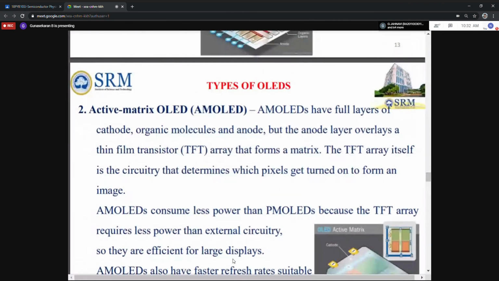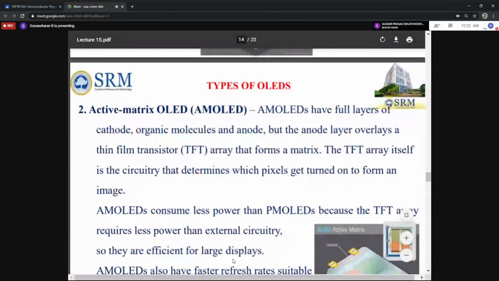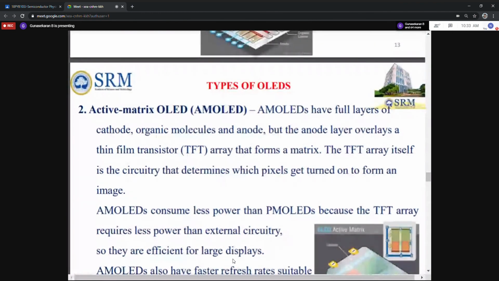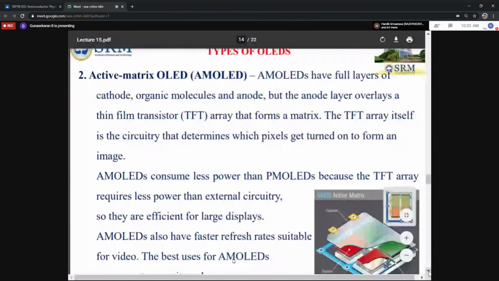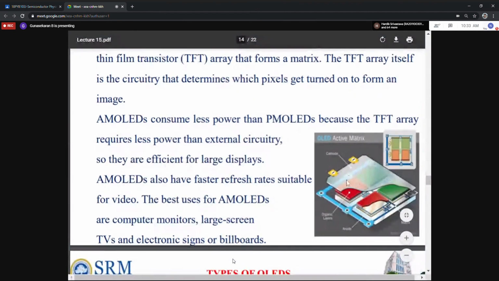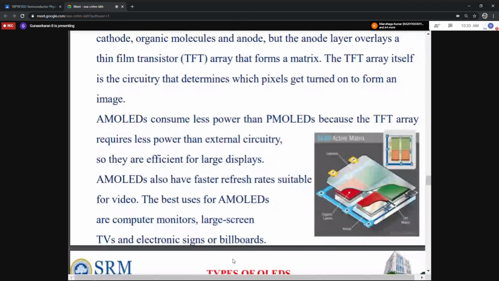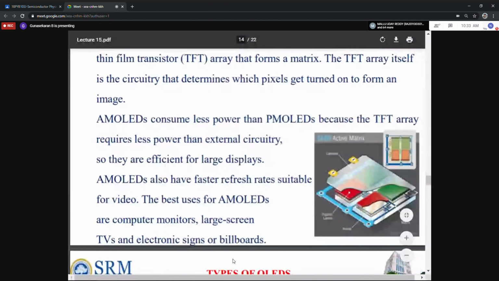See here, in the active matrix OLED this is a full layer, not a strip. Last time, each one had a different strip, but here, see the diagram: that is a whole layer, cathode and anode, with organic layers in between, and that layer is made up of thin film transistors. This thin film transistor acts as the pixels, determining which pixels are turned on and which are turned off. There it was made up of strips, here it is made up of TFTs. It is a circuitry that determines which pixel is turned on and which is turned off.